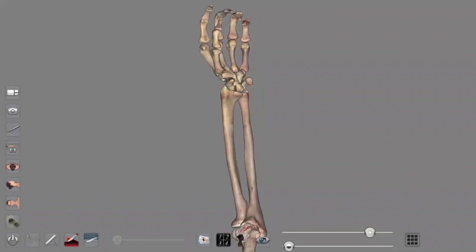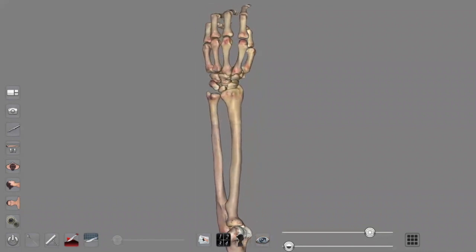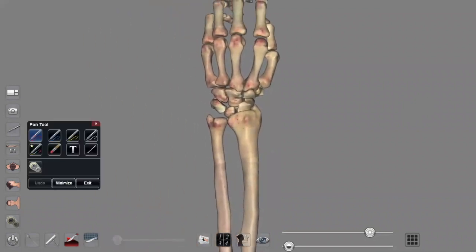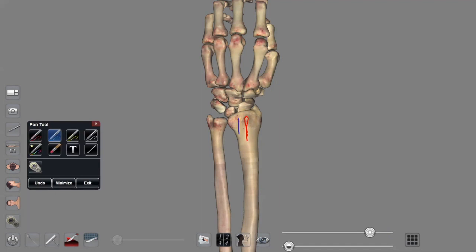If we look at the dorsal or posterior aspect of the radius, you'll notice one additional bony landmark if we zoom in here. There's a small ridge and bump as outlined here. This is the dorsal tubercle of the radius, or Lister's tubercle as it is more commonly known. This tubercle lies between two of the shallow grooves along the distal end of the radius that I can draw in here, there and there.